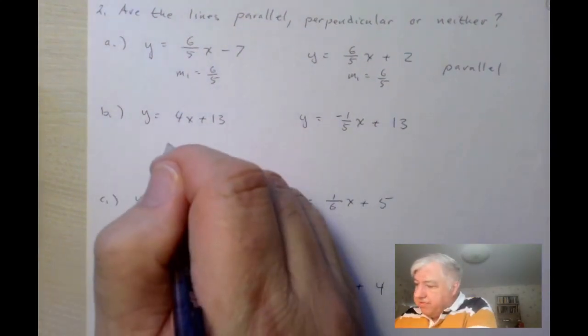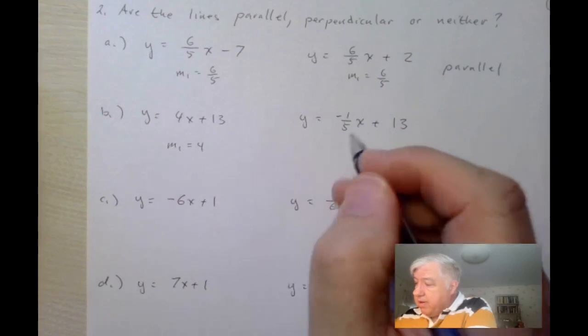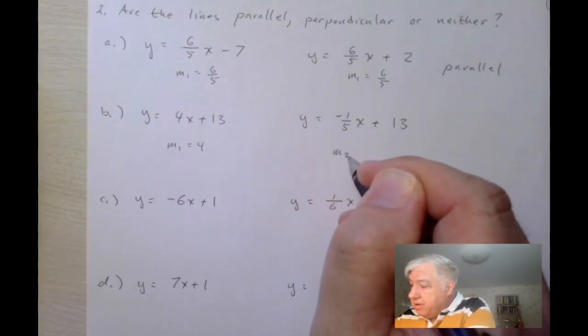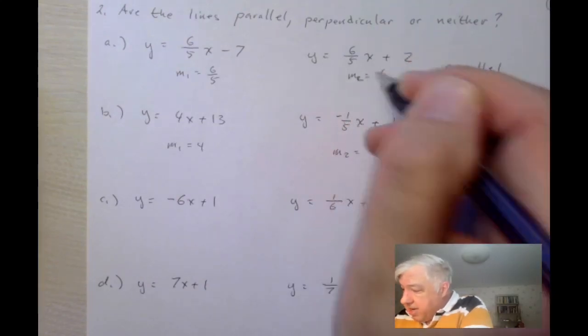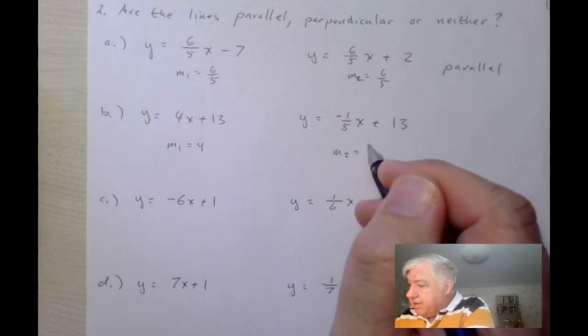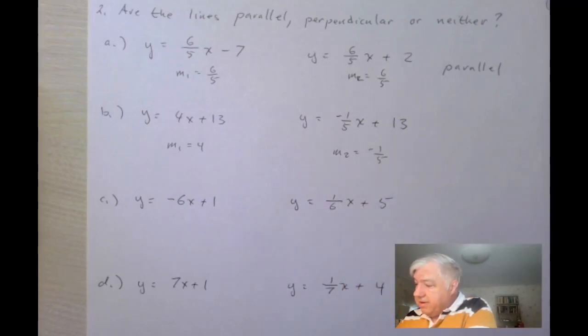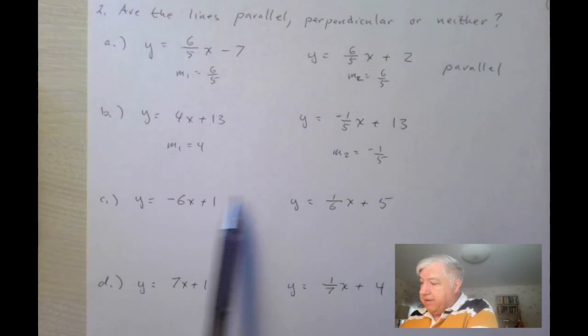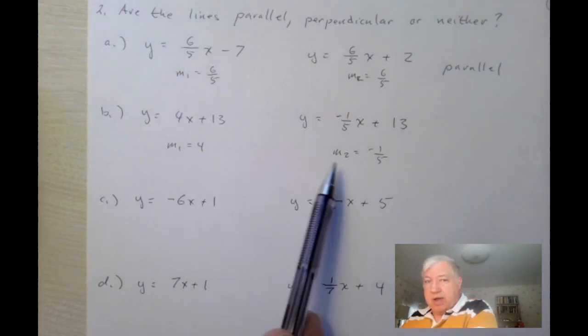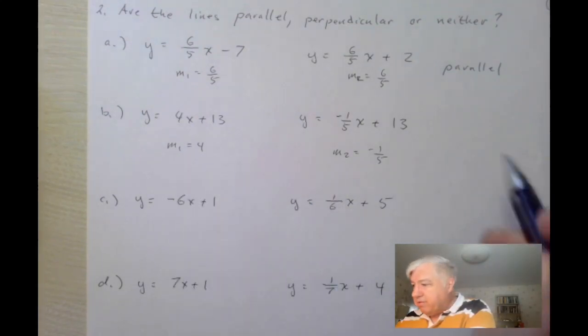Here the slope is 4. Here the slope is, by the way, this should be m sub 2. M sub 2 here is negative 1/5. These are neither, right? They're not equal, and they're not negative reciprocals of each other, so they're neither.